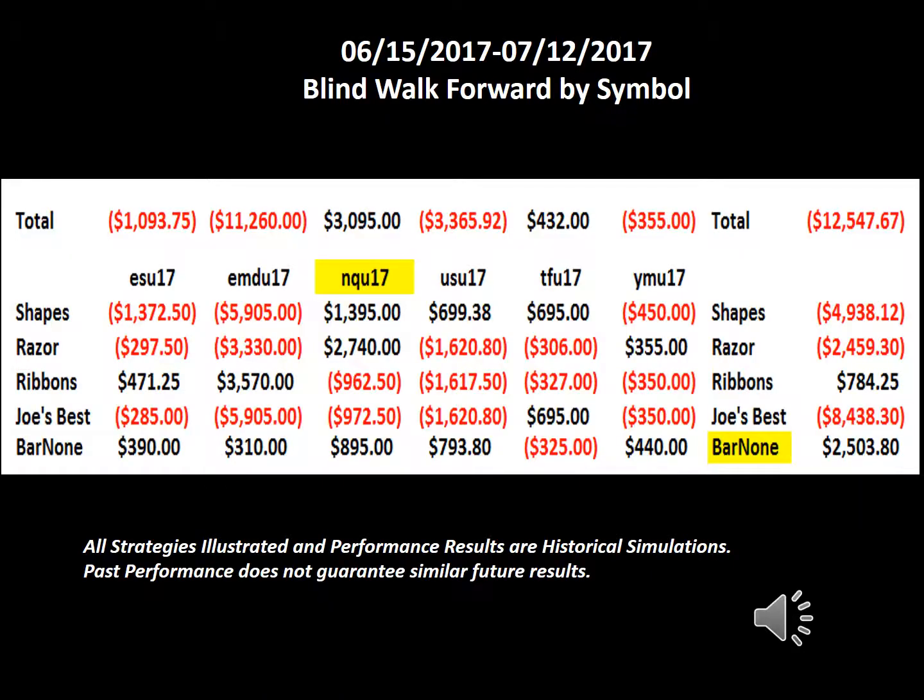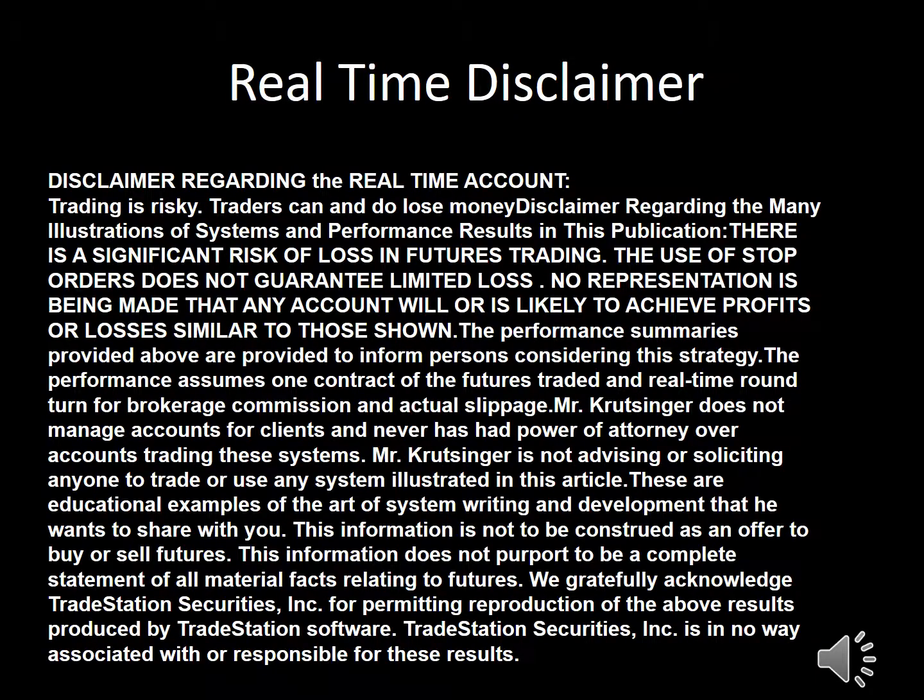So here are the conclusions going forward for next month. The best market on my stuff is the Nasdaq. The Nasdaq as a group made $3,095, and so that would be the best one. If you look at the best system over this period, it was BarNone. BarNone, trading all the markets, made $2,503 over this period.